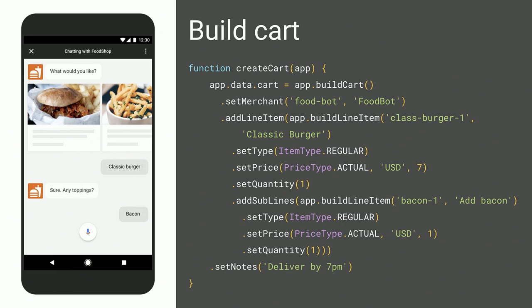So those are the common flows and data structure that we use for transactions. So now that we have that, let's take a look at how this works in the code.